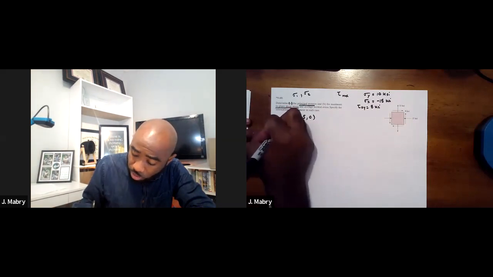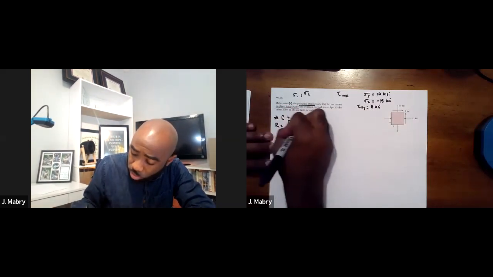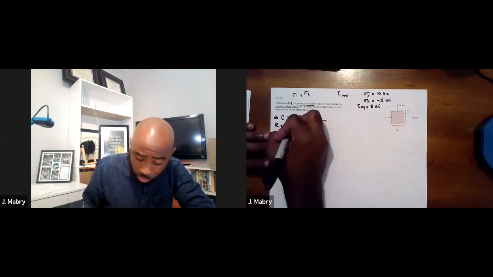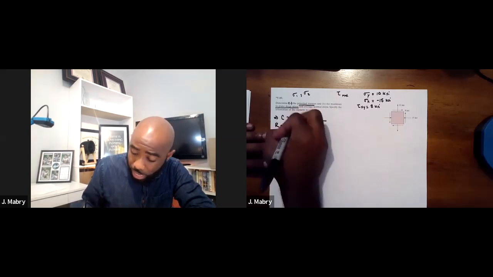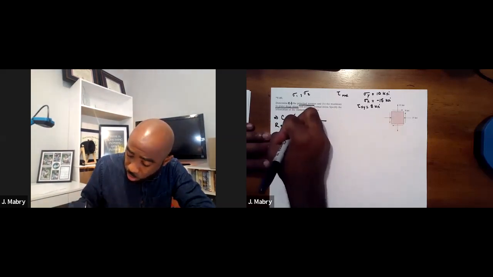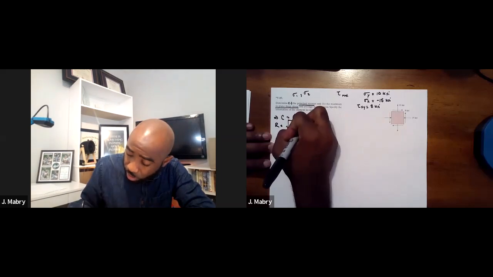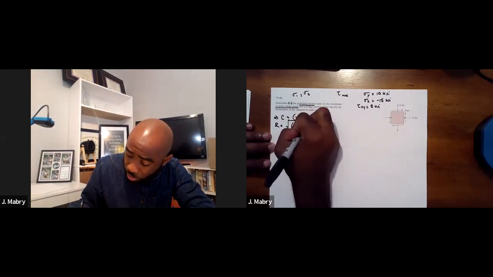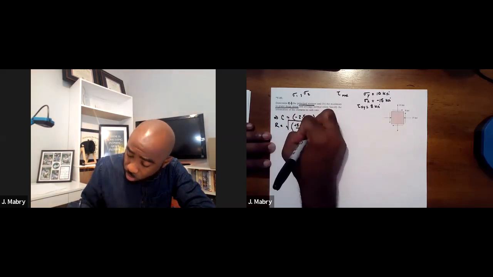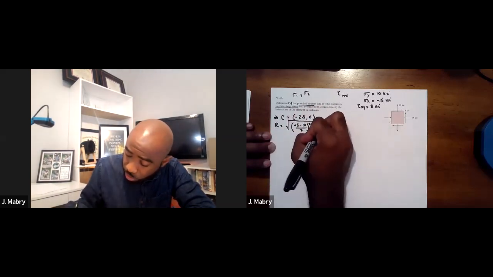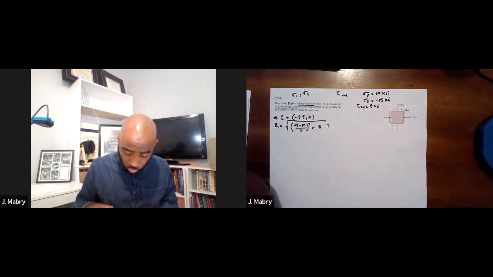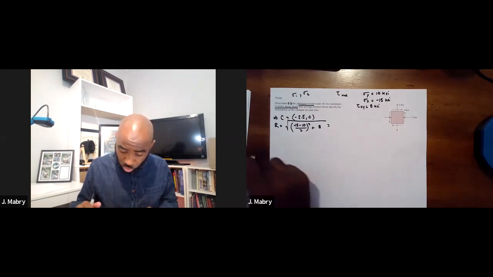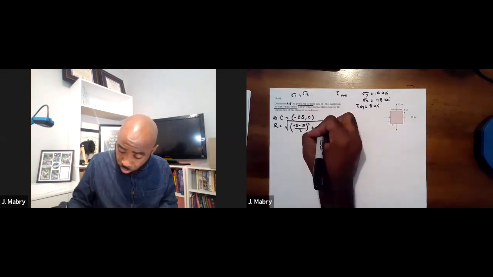The radius is going to be equal to, let's go ahead and write that out, the square root of negative 15 minus 10, squared over 2, plus 8 squared. That's going to be equal to 15. And this is squared here as well.